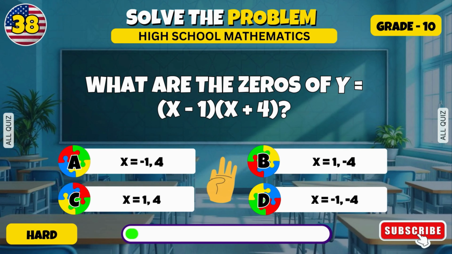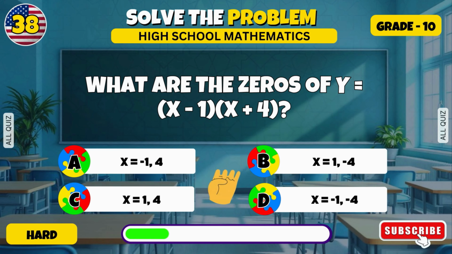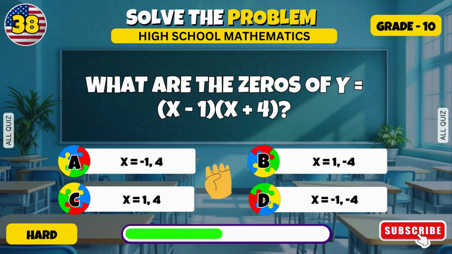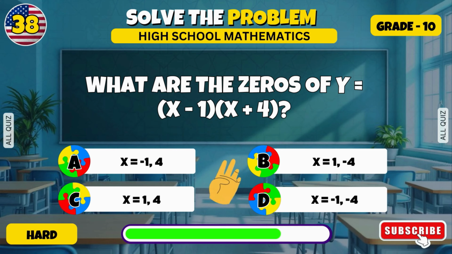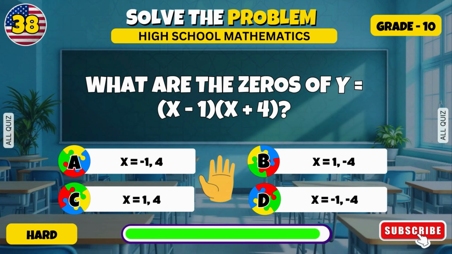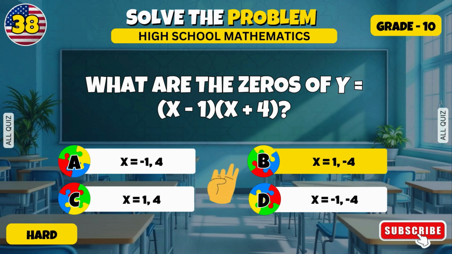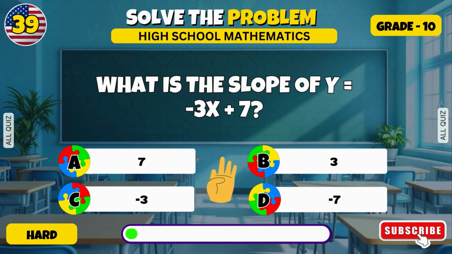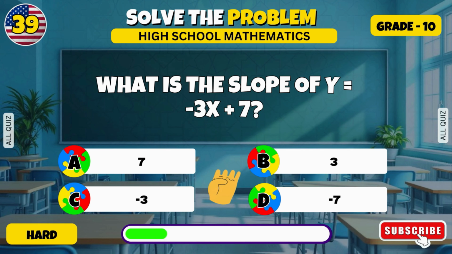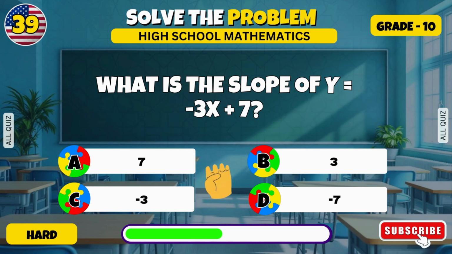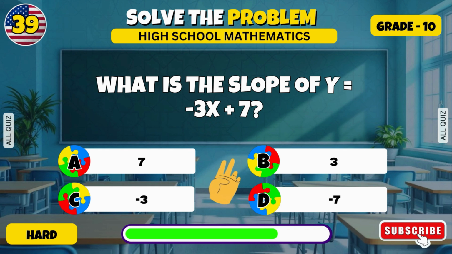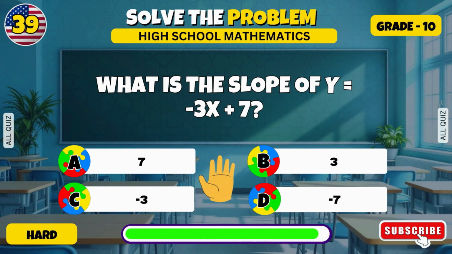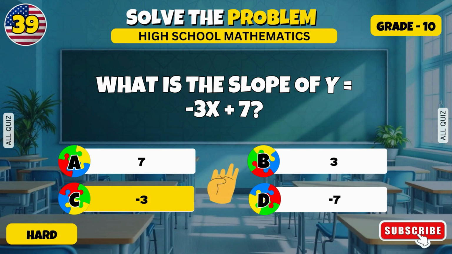Zeros of a function. What are the zeros of y equals (x minus 1)(x plus 4)? You got it! The answer is x equals 1 and negative 4. Slope check. What is the slope of y equals negative 3x plus 7? Correct! The answer is negative 3.